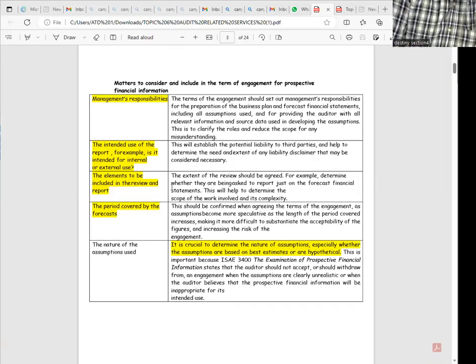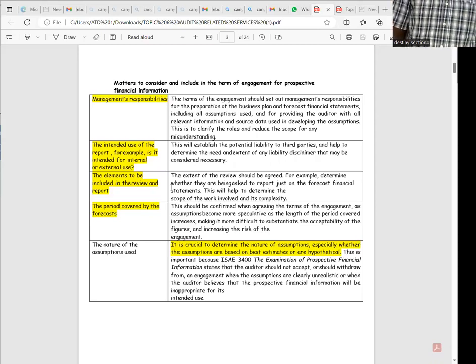Then the intended user of the report, for example, is it intended for internal or external use? This will establish the potential liability to third parties and help to determine the need and extent of any liability disclaimer that may be considered necessary. So this can also be part of the agreed upon procedures.